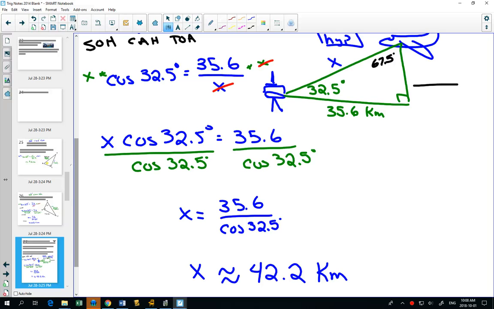We know that this side is 35.6. This side is 42.2. Could this side that's left be bigger than 42.2? No, because the hypotenuse has to be the biggest. Can it be less than 0? No. So now we know it has to be somewhere between 0 and 42.2. My question for you, do you think it should be bigger than the 35.6 or smaller than the 35.6?